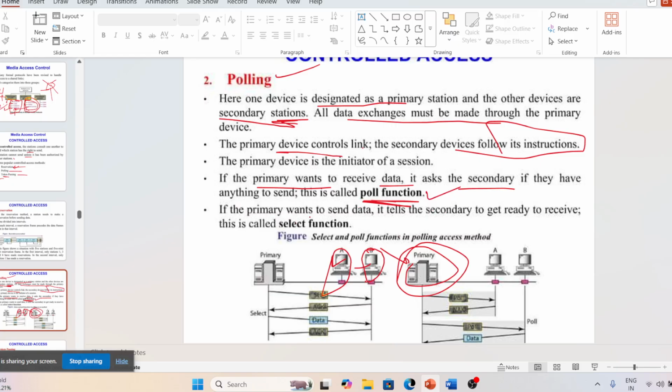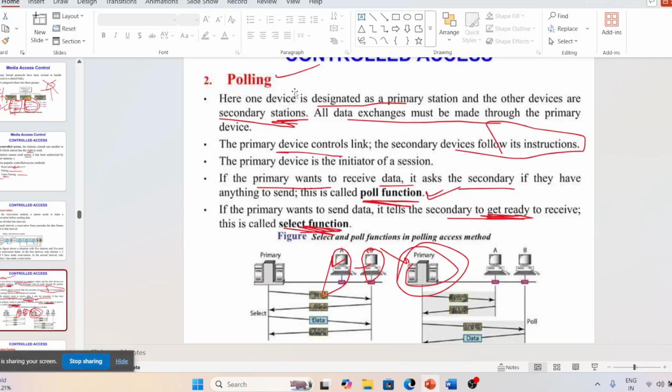If the primary wants to send the data, he'll tell the secondary device to get ready to receive the data. ठीक है. And this phenomenon is known as select function. तो ये दो फंक्शन होते हैं, एक होता है पोल, एक होता है सेलेक्ट. In depth, if the examiner wants to ask a question, he can ask a one mark small MCQ question, what is poll function in polling method, or what is poll function, like this he can ask. So from here you can make three questions.